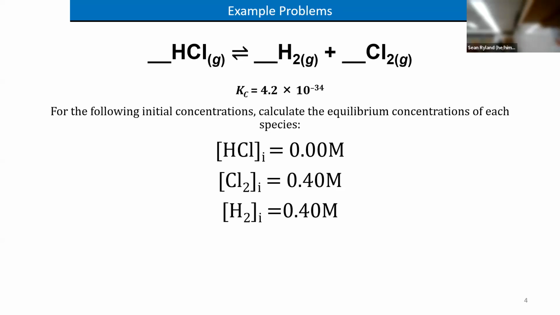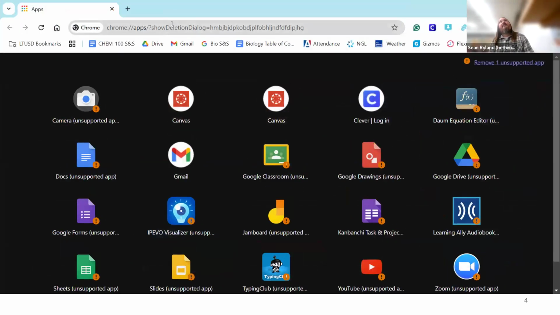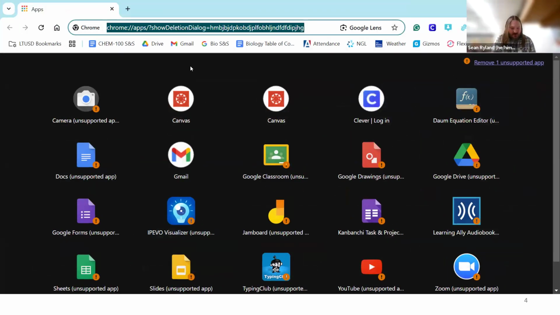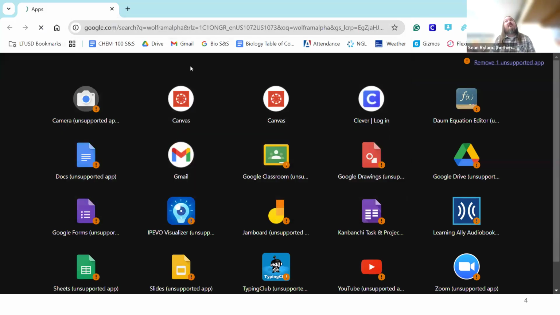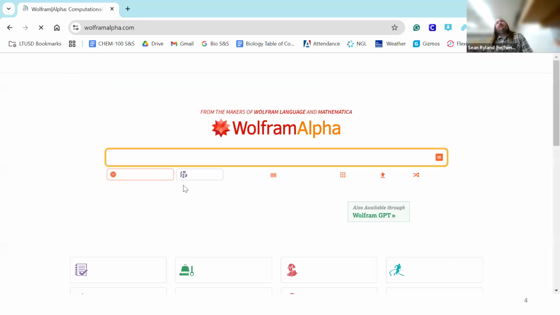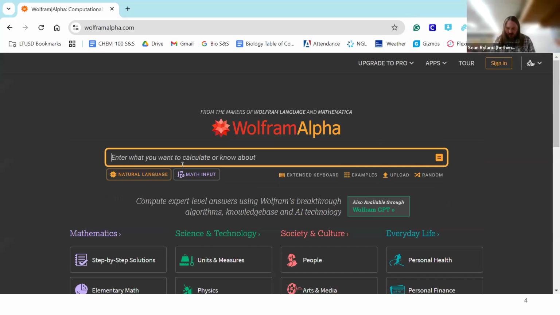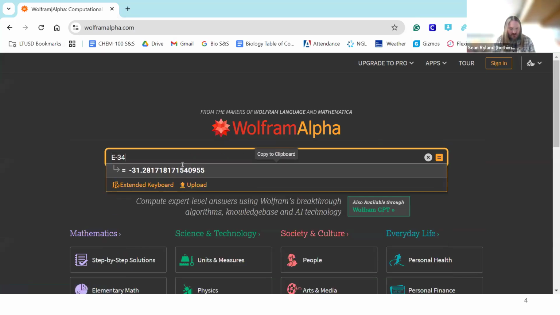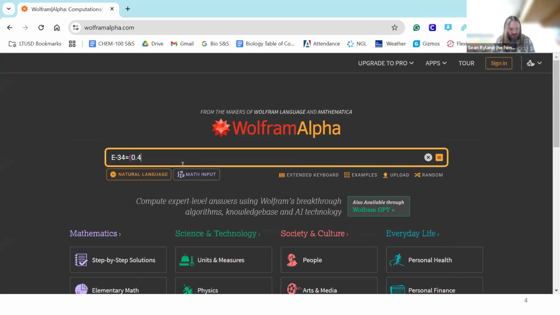So if we just plug this in, we plug this into Wolfram Alpha. I think this is going to be one of the ones that'll actually give you an error too. Because you wind up with x being too close to 0.40 for it to work. So 4.2 e to the minus 34 equals 0.4 minus x squared over x, or 2x squared.